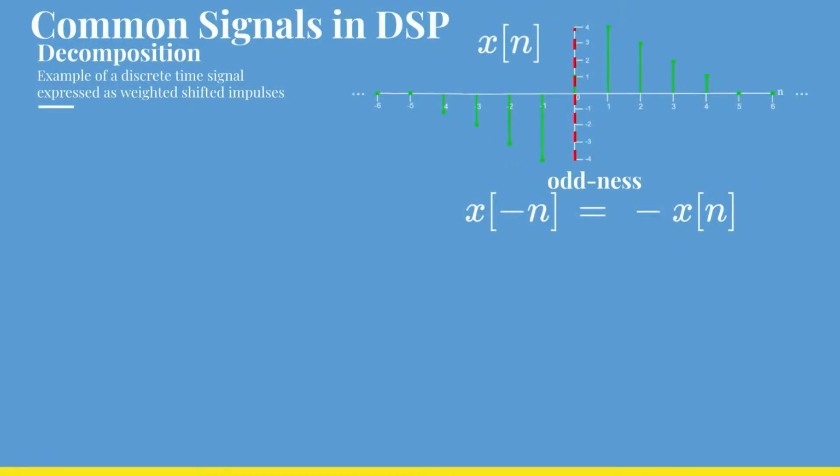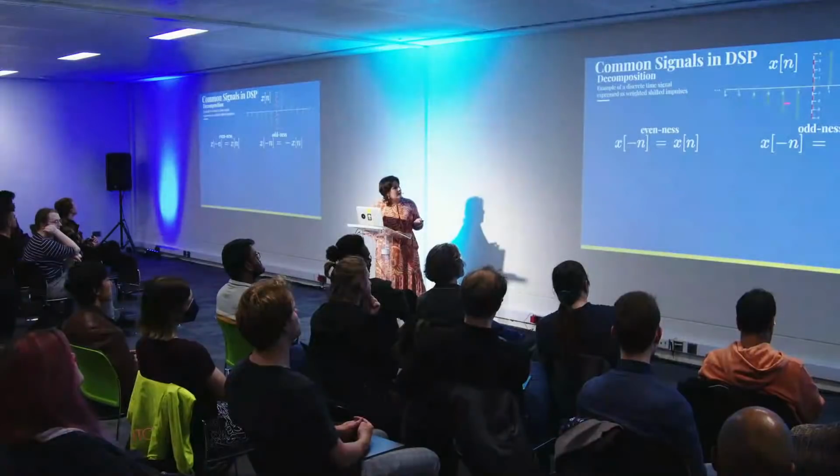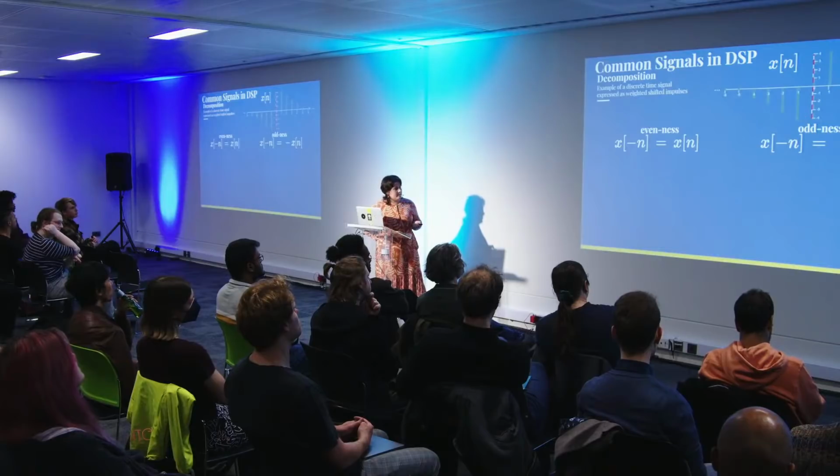We can also check the conditions for evenness. These are x of minus n is equal to x of n. For this signal to be even, all of these impulses on this side would have to be made positive, and then we would have an even signal.